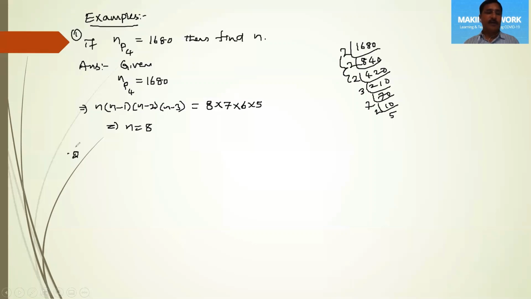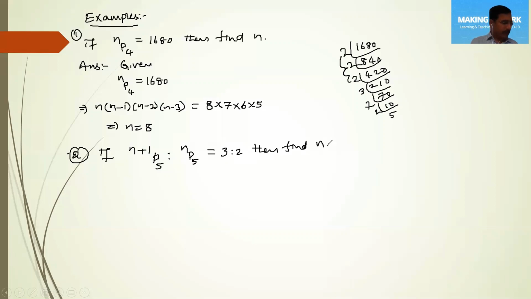And the second example: if n plus 1 P5 to nP5 is equal to 3:2, then find n. This is the second example. Now let us see the answer.